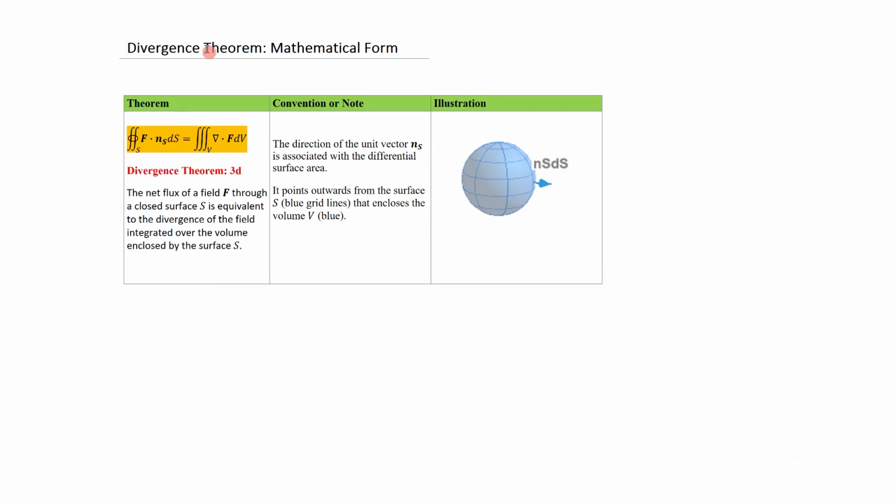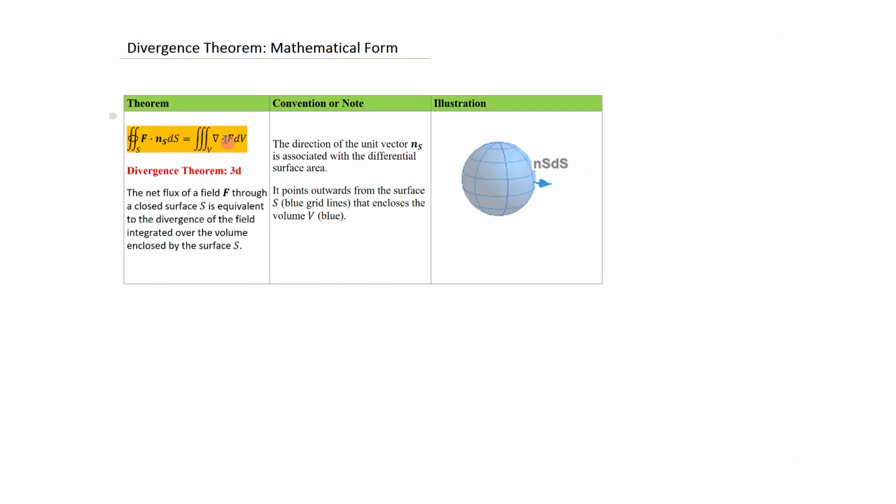All right, what about the divergence theorem, the mathematical form? Again, we know that we have a closed surface, and we also know that the differential surface area associated with the surface must be pointing outwards from the surface. All right, so here is the mathematical form. What it's essentially saying is that if you take the dot product of the field and the differential surface area vector at each point on this closed surface and integrate that resultant scalar function over the full surface, that's equivalent to taking the divergence of the vector field at each point within the volume bound by the surface and integrating this scalar function over the volume. These two are equivalent to each other.